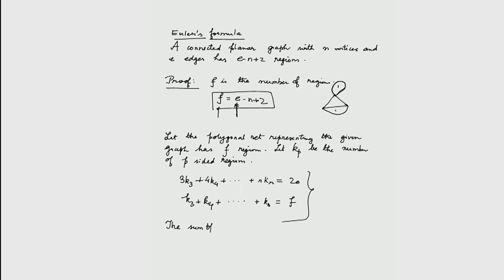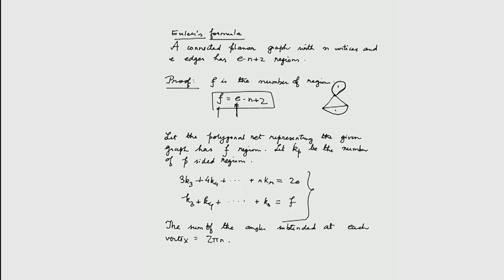Sum of the angles subtended at each vertex is equal to 2 pi n.